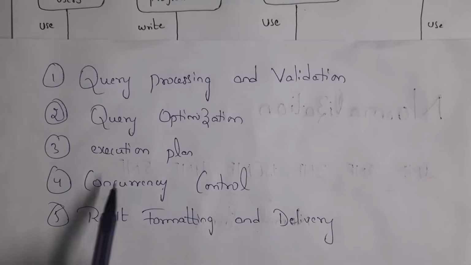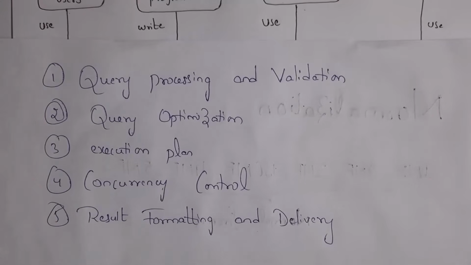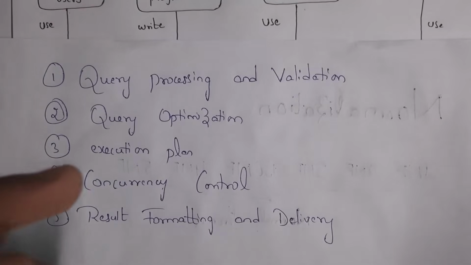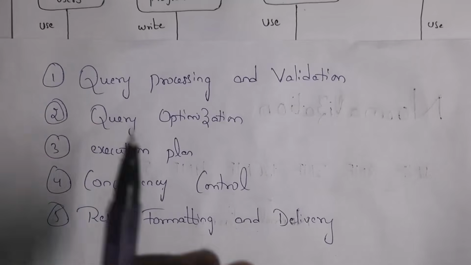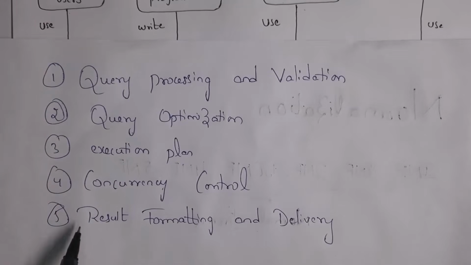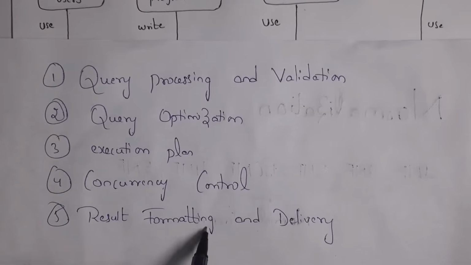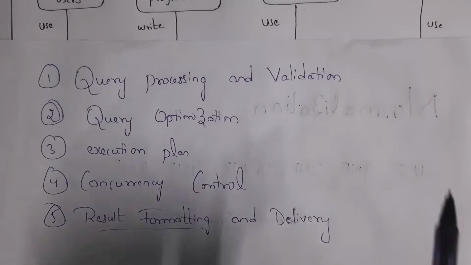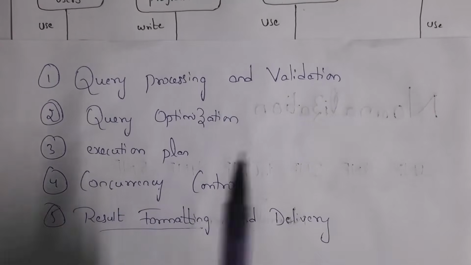And next one is concurrency control. Not only a single user: if multiple users send requests at a time, then this query evaluation engine will provide responses to multiple users at a time. And the last one is result formatting and delivery. Result formatting is, for example, when there is a student table in my database. I don't want details of all the students. I just want to see information of the students whose marks are greater than 30. So this query evaluation engine has the capability to format my result based on my request. All these operations are performed by the query evaluation engine.